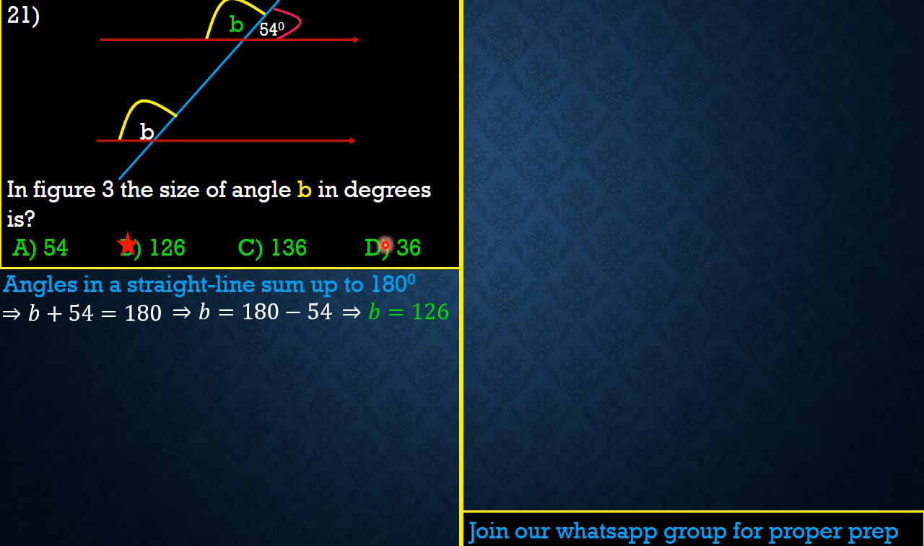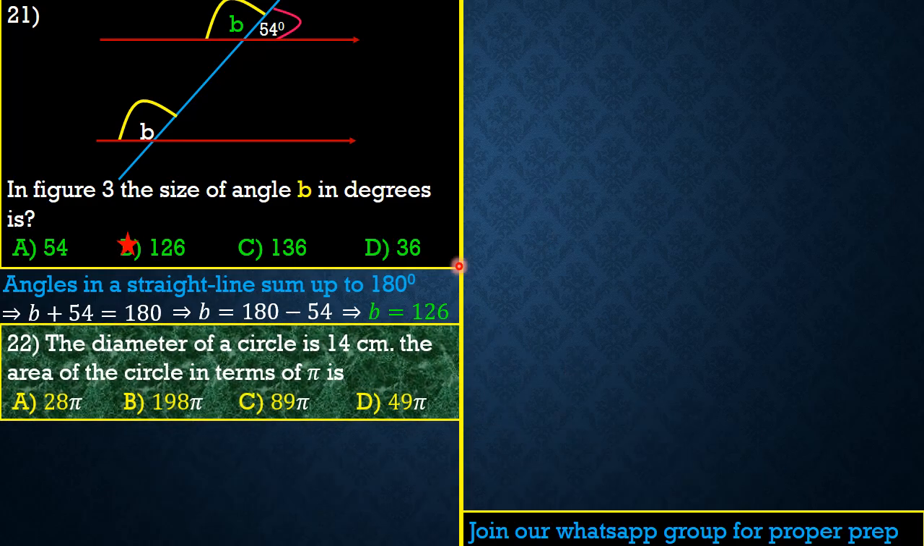Okay, question 22 simply reads that the diameter of a circle is 14 centimeters. The area of the circle in terms of pi is, so friends, note that the area of a circle is simply given as pi r squared. Since the diameter has been given as 14, it means that the radius has to be half the diameter, which is simply 7. So we are going to have pi times 7 squared, which gives us 49 pi. So guys, option D is the best option.